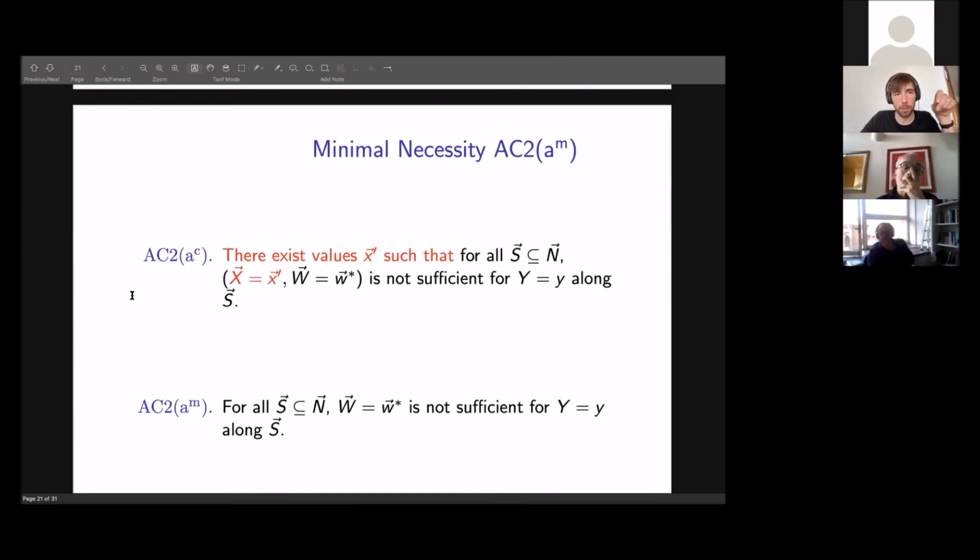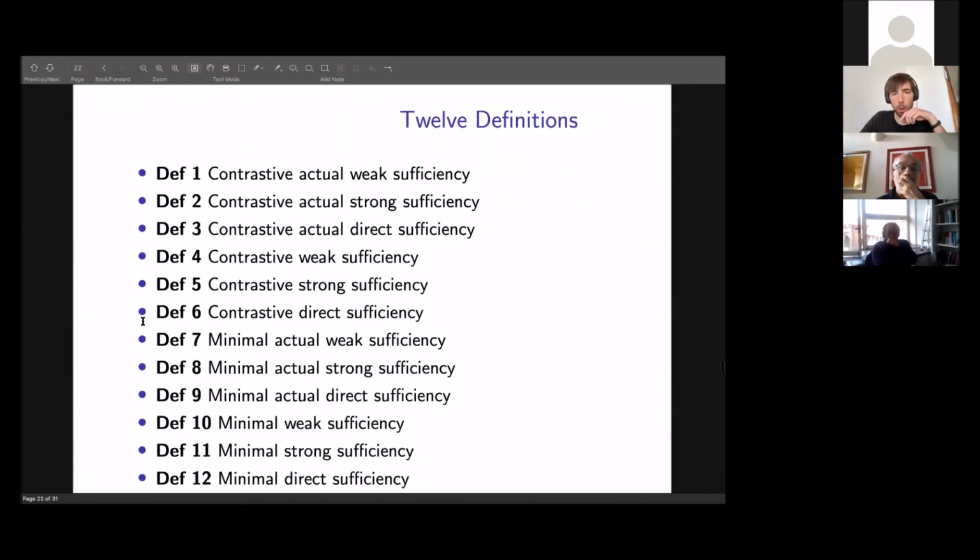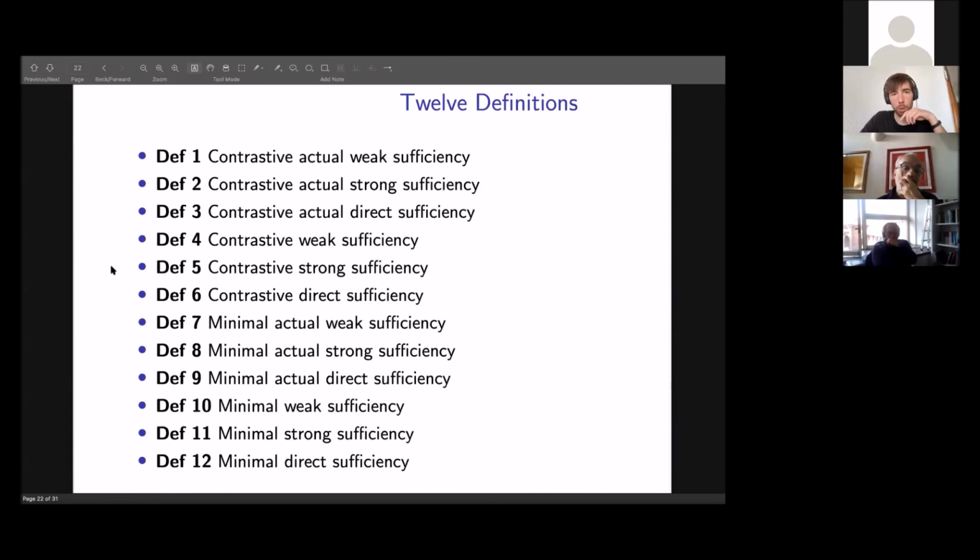Now, what is the difference? For the contrastive notion, we required there to be counterfactual values x prime. The minimal notion is much simpler. It just says if you get rid of x, the remaining variables w are no longer sufficient. They're both, you could say, sensible interpretations of necessity, and I leave it up to the results to determine which one is the most useful or the most sensible one. So all in all, if we combine these 6 notions of sufficiency and 2 notions of necessity, we get 12 definitions.